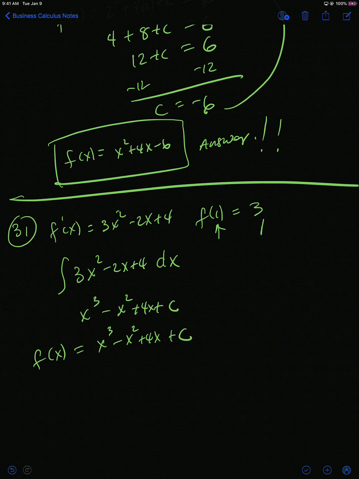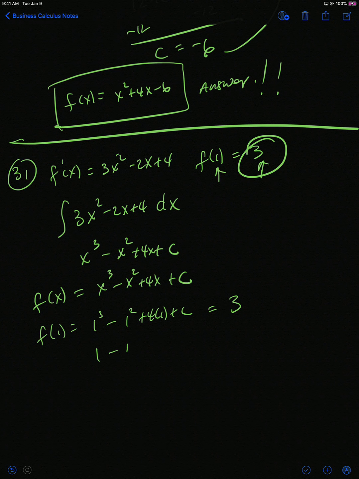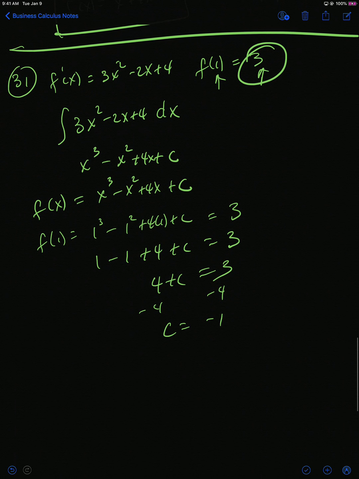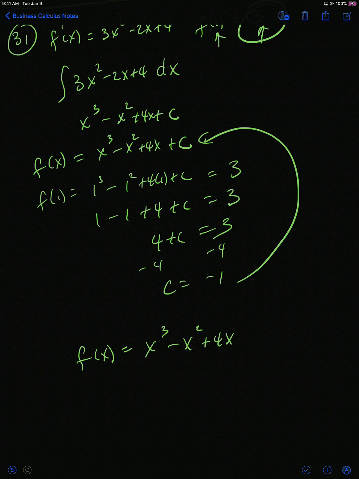When I plug in 1, the answer is 3. I can use that to find c. f of 1 means 1 cubed minus 1 squared plus 4 times 1 plus c, and that whole thing evaluates to 3. 1 minus 1 plus 4 plus c equals 3. 1 minus 1 is 0, so 0 plus 4 is 4. 4 plus c is 3. c is equal to negative 1. So I can write my answer as f of x is equal to x cubed minus x squared plus 4x minus 1.